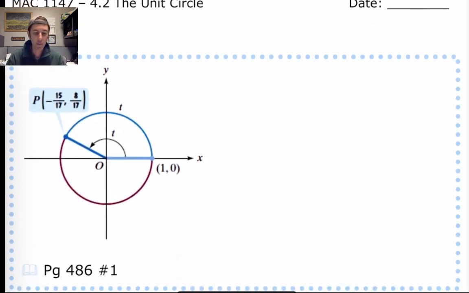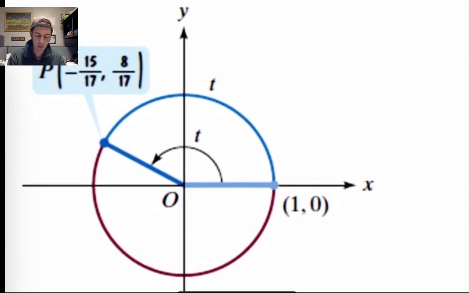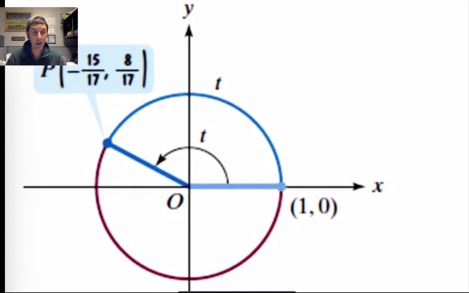I'm not going to go through all the motions on this problem. However, let's draw the triangle and label our side lengths, okay? I'm going to go to the end of my terminal side, and I'm going to draw a vertical line to the x-axis. That has helped me create my triangle.